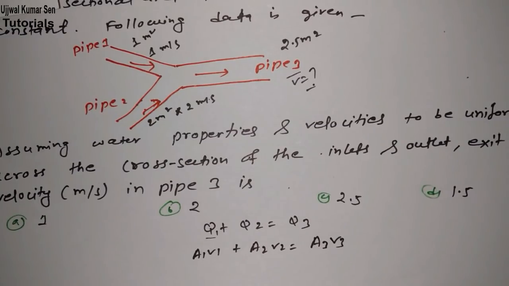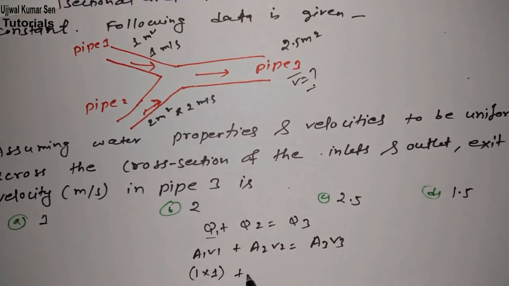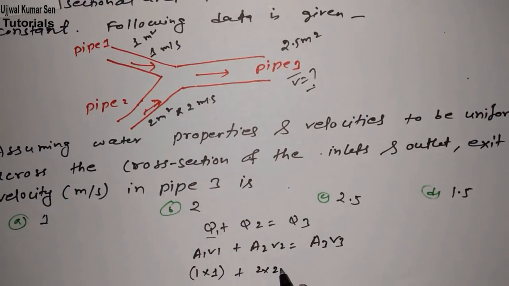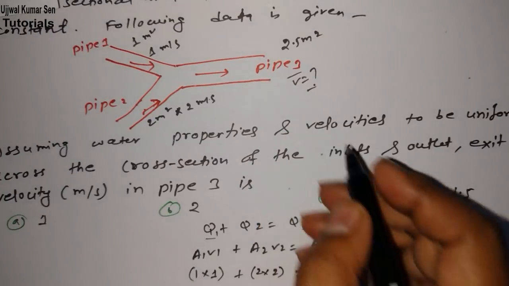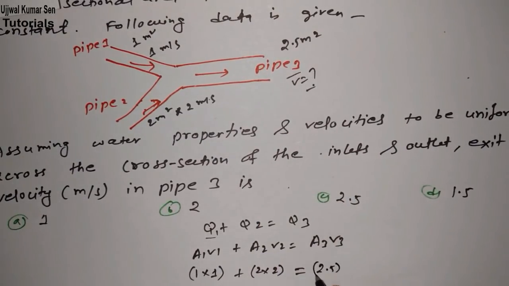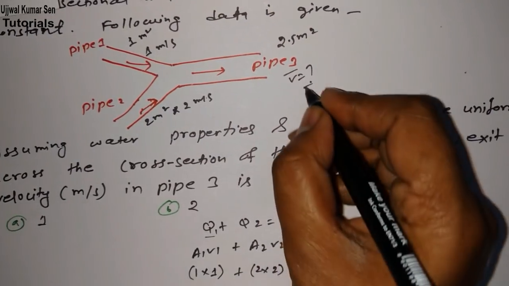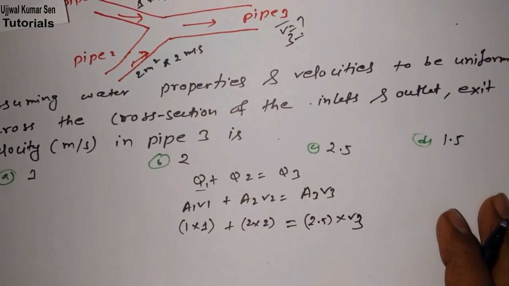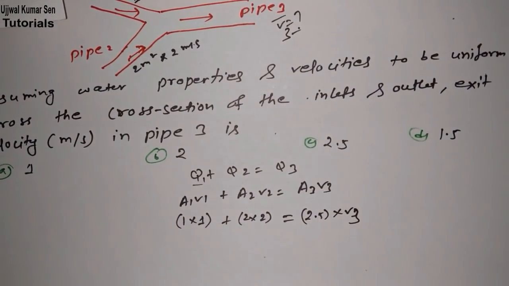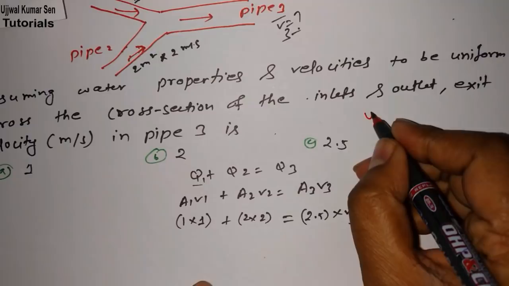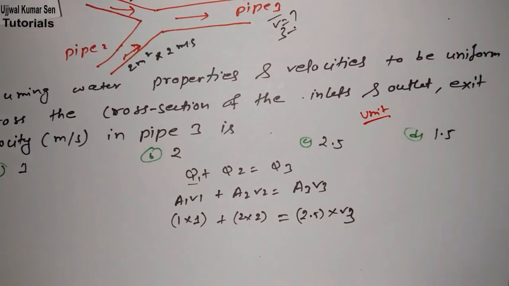Now we know A1 is 1, V1 is 1. Again we know A2 is equal to 2 and V2 is equal to 2. Again we know A3 is 2.5, but we have to find out V3. Now, most of the time where exactly we are going to make a mistake is a mistake of unit. We will not look at the unit.